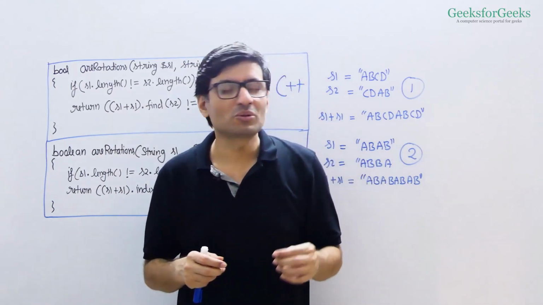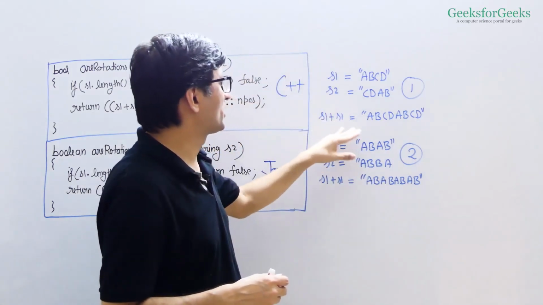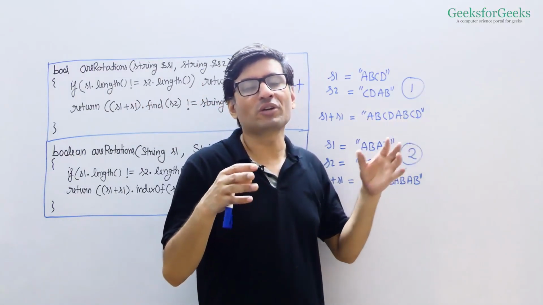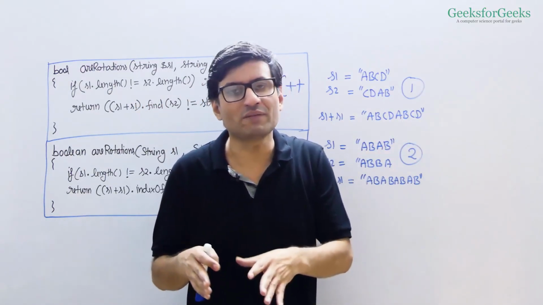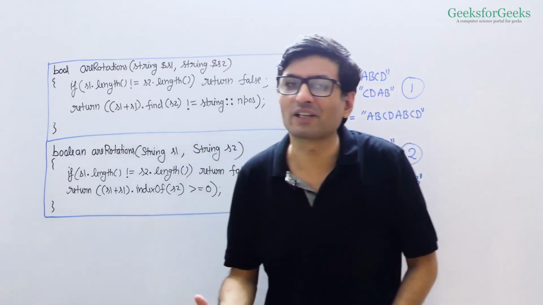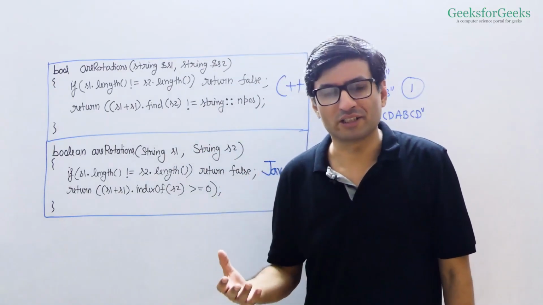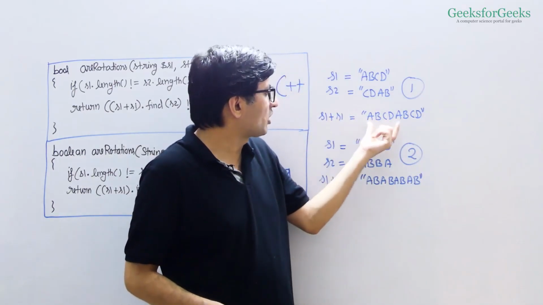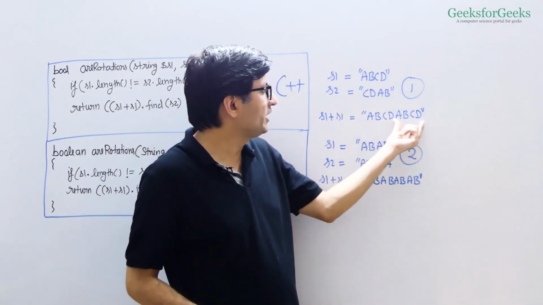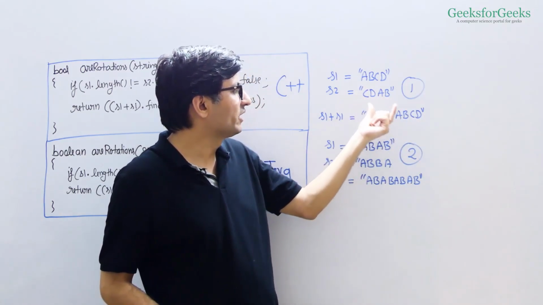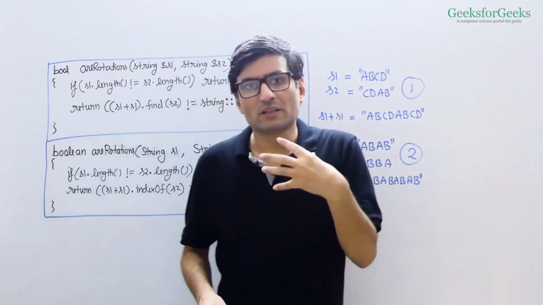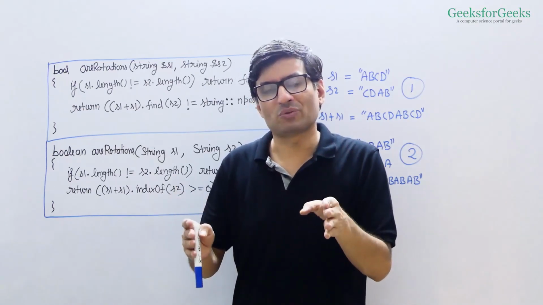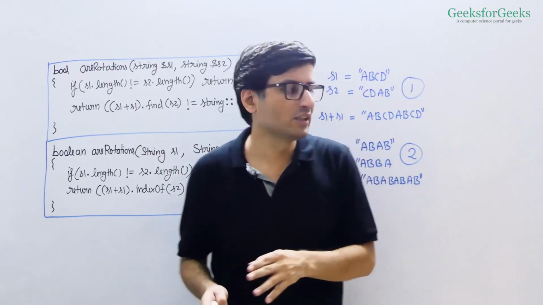The idea is to concatenate S1 with itself. So instead of going in a circular way, we concatenate string S1 with itself, and then we use standard library functions which work in linear time. So what we do is concatenate S1 with itself. S1 now becomes ABCD ABCD, and now if you search for S2 in it, and if S2 is a rotation of S1, then it must be present in the S1 string concatenated with itself.